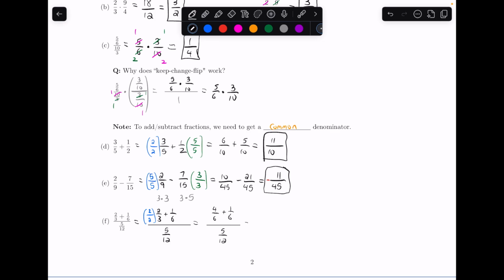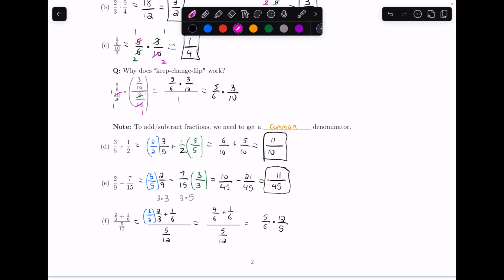So this gives me a 5 over 6 up top over 5 over 12. In fact, let me go ahead and start to simplify that already. So 5 over 6, and then dividing by a fraction means multiply by the reciprocal, so by 12 over 5.